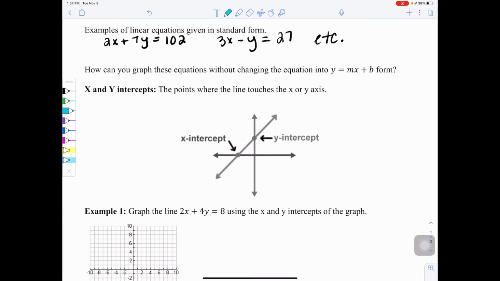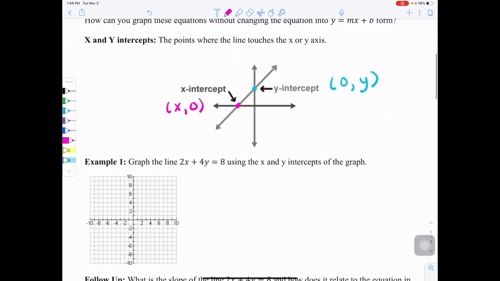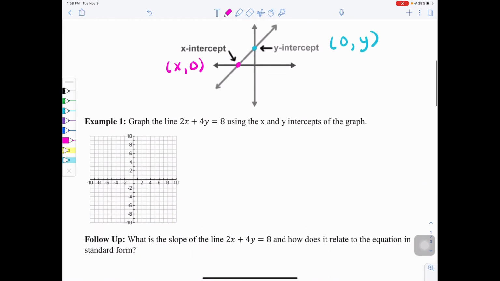X and y intercepts are the points where the line touches the x or y axis. So if it's a y-intercept, and you are on the y-axis, that means your x value is 0. So 0, y is the setup for a y-intercept. Whereas if you're an x-intercept, and you're on the x-axis, your y value is 0. So your setup is x comma 0. X can be anything, but the y will always be 0. We're going to use that information to graph using intercepts so that we can leave the equation in standard form.